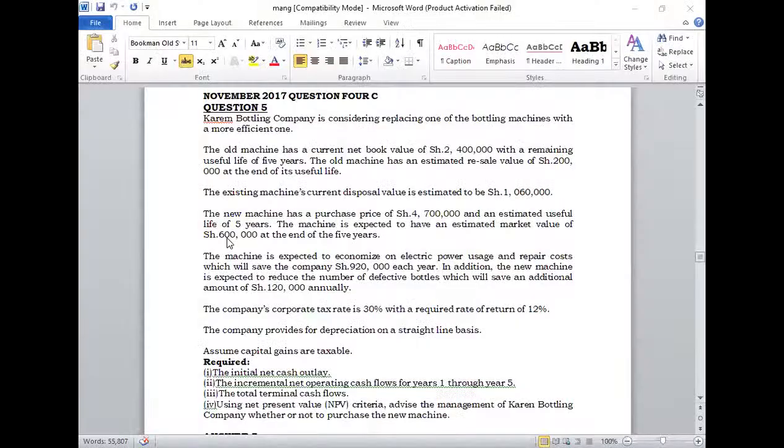What figure should I take here as my cash proceeds, as my proceeds of the old machine? If I sell this machine today, how much am I going to realize? How much should I capture in my bank account? And then I credit the same amount to the disposals account. Is there somebody who is able to see that figure?